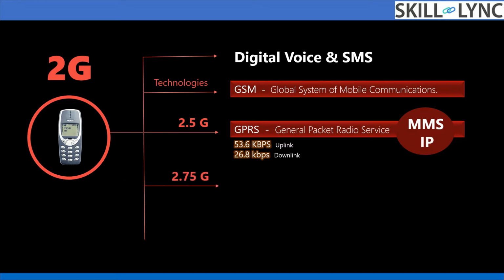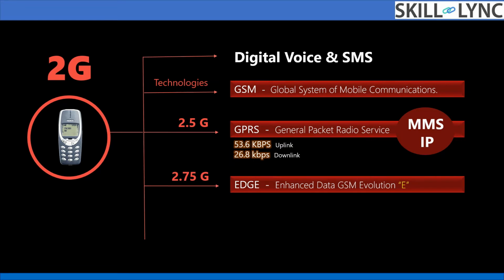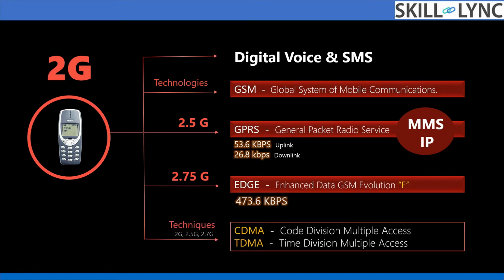Then with 2.75G, the EDGE technology was introduced, Enhanced Data rates for GSM Evolution, to improve the data rate of GSM networks. EDGE, the symbol is E. EDGE was capable of supporting up to 473.6 Kbps. All the second generation used the multiplexing technologies CDMA, Code Division Multiple Access, and TDMA, Time Division Multiple Access, as opposed to FDMA, Frequency Division Multiple Access, which was used in 1G.